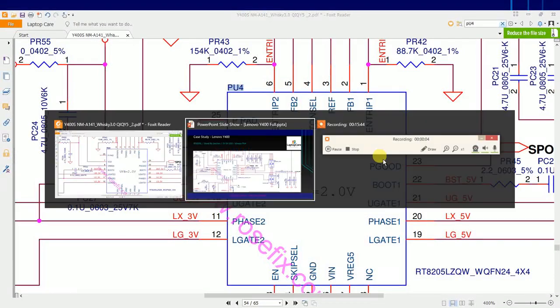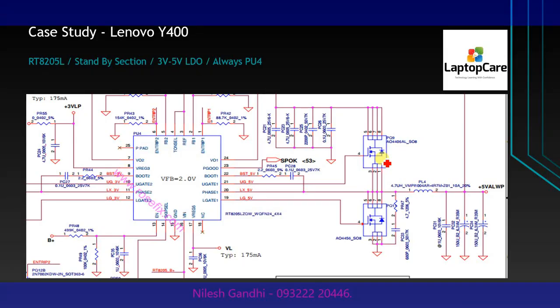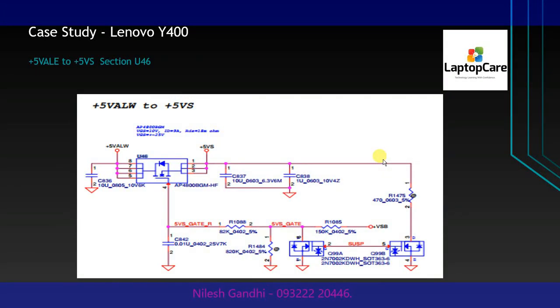So we have decided to go a little shortcut, because we have found this 5 volt always is converted to 5 volt VS at one point, that is at U46. This 5 volt VS is also a very important voltage, and the conversion of these voltages and its nomenclature will be covered in one of our videos coming soon, so that you will have an idea how the naming nomenclature takes place.